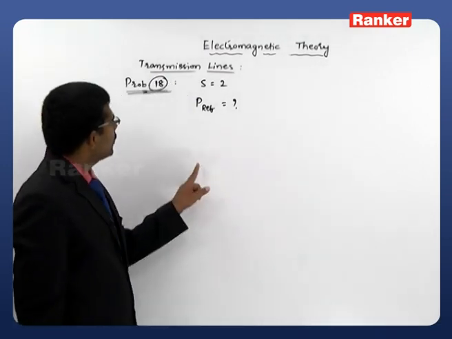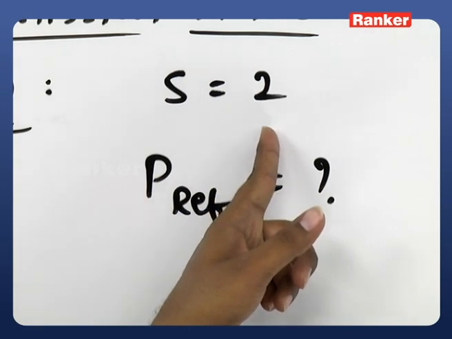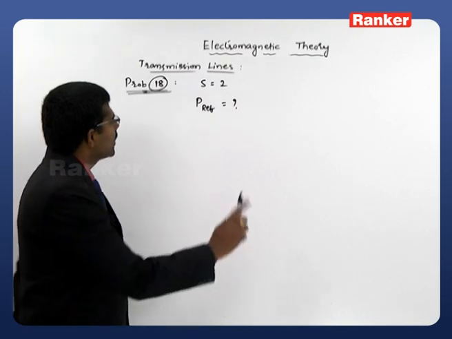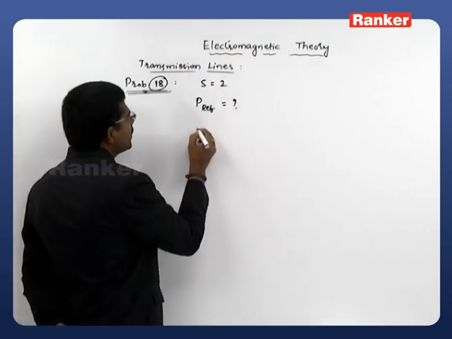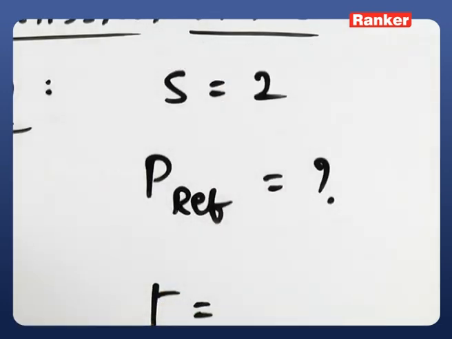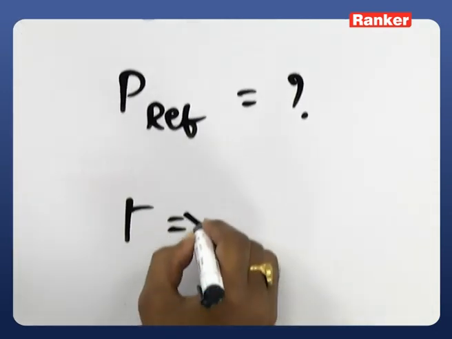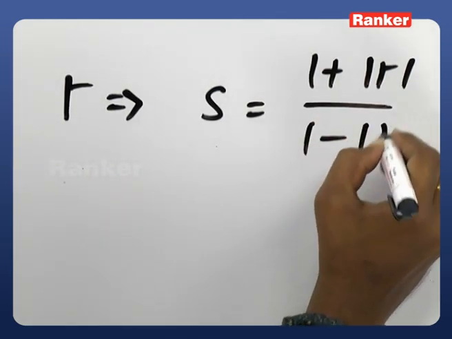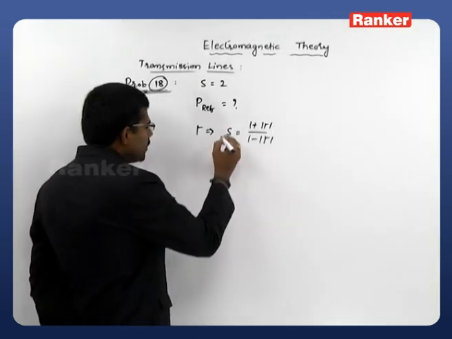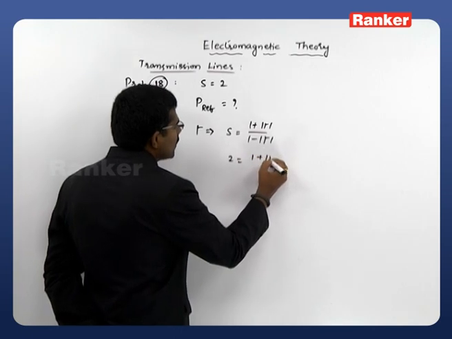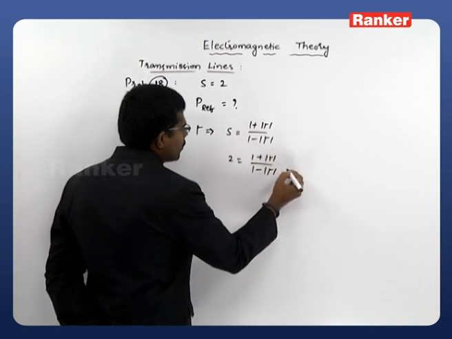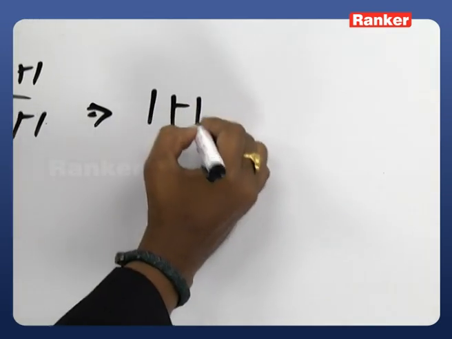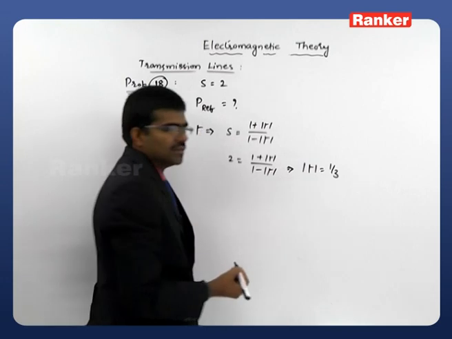Just observe what data is given to us. The standing wave ratio is given as 2. We require how much power will be reflected, right? For that, from the standing wave ratio, try to calculate the reflection coefficient gamma. What is the relation between gamma and standing wave ratio? We have S equals (1 plus magnitude of gamma) divided by (1 minus magnitude of gamma). Now this is simply 2 equals (1 plus magnitude of gamma) divided by (1 minus magnitude of gamma). If you solve this, you will get magnitude of gamma equals 1 by 3, right?